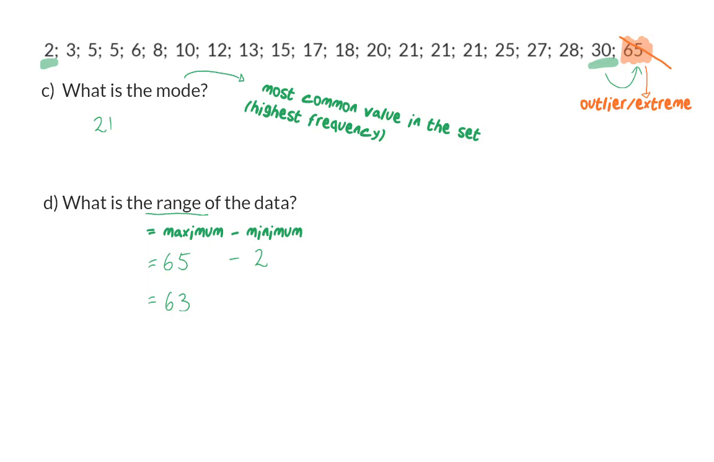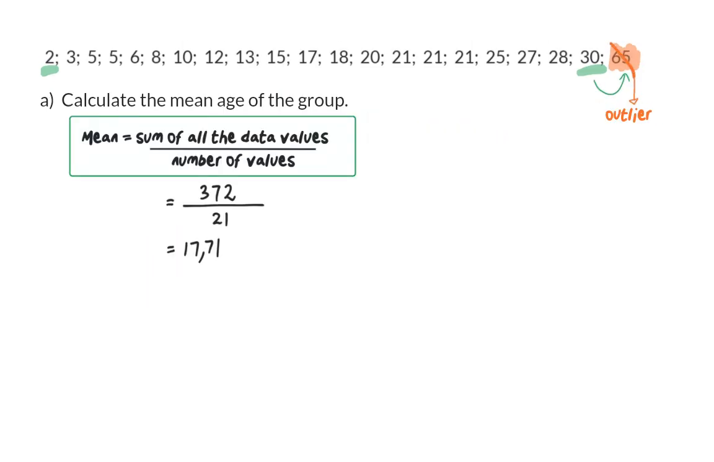So let's answer these 4 questions again, but only using the first 20 values this time. Originally, the average or mean age was 17,71. Let's now recalculate this mean only for the first 20 values. Here, the sum of the values is now 307, and this will be divided by 20 values. This new mean is then 15,35.